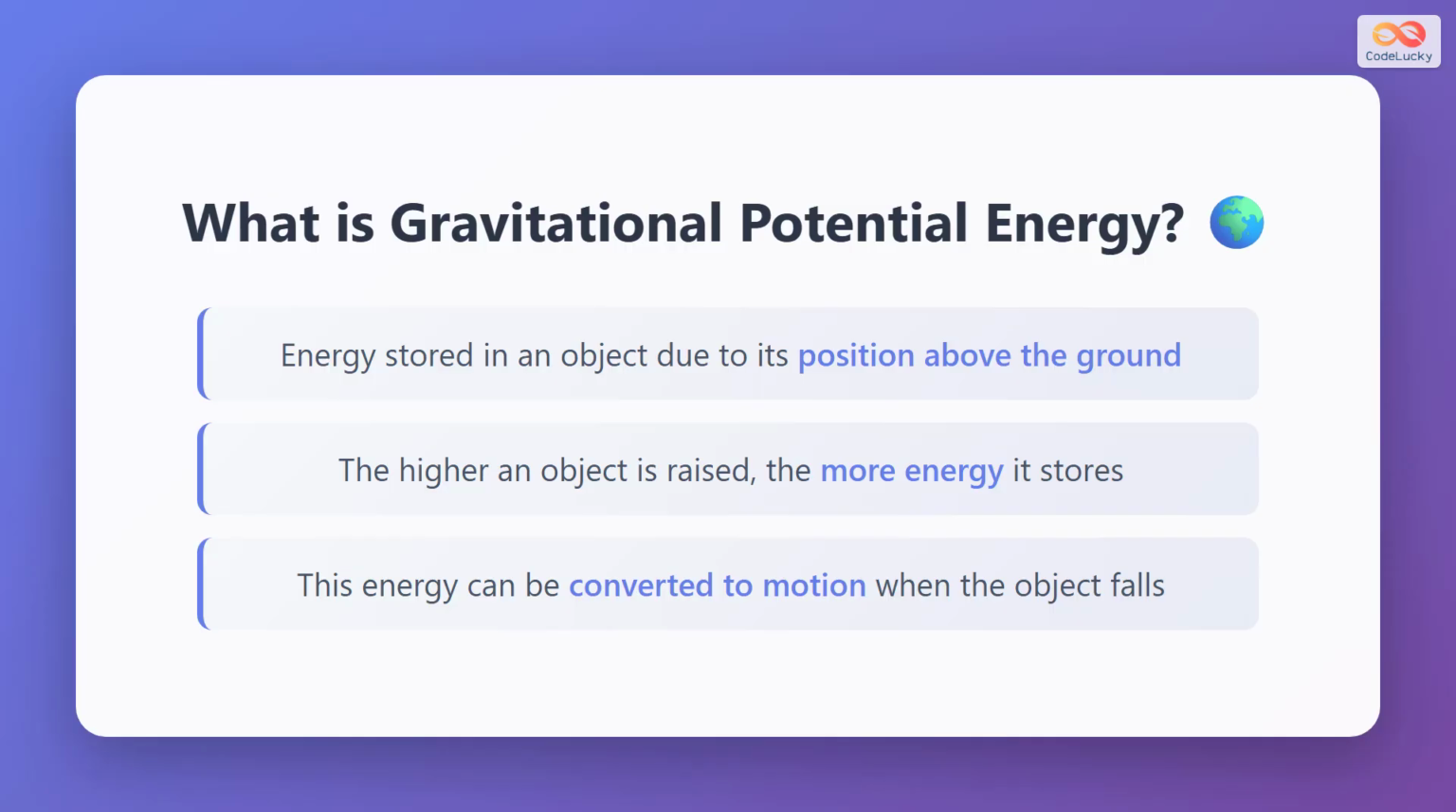And here's the interesting part. This stored energy can be converted back into motion when the object falls. That's why a ball dropped from a tall building hits the ground with much more force than one dropped from just a meter high.